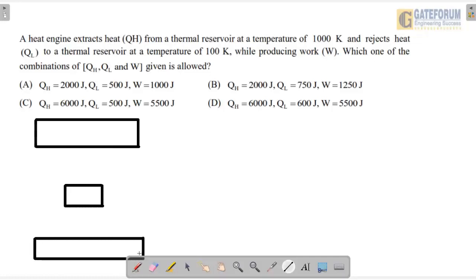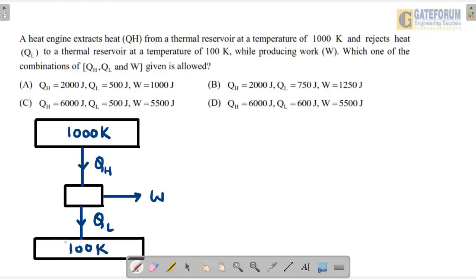Clear? Heat is coming, heat is going, and this is your QH. Higher temperature, it is coming. This is your QL and this is your W. It is coming from 1000 Kelvin and it is going to 100 Kelvin. Okay. Now guys, option number 1, QH is 2000 and this is 500.